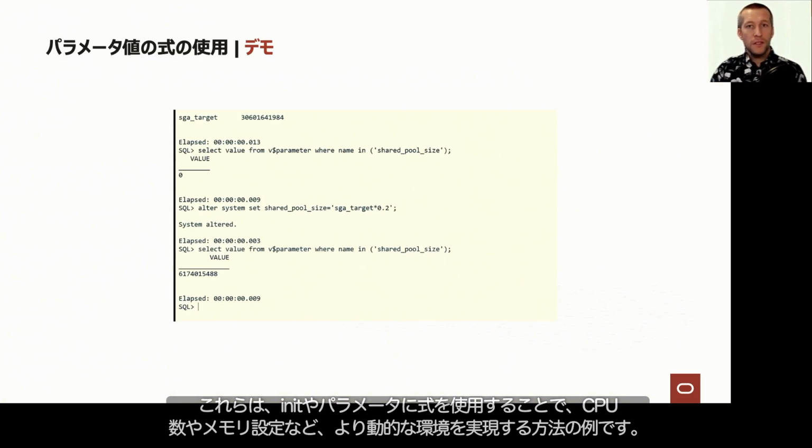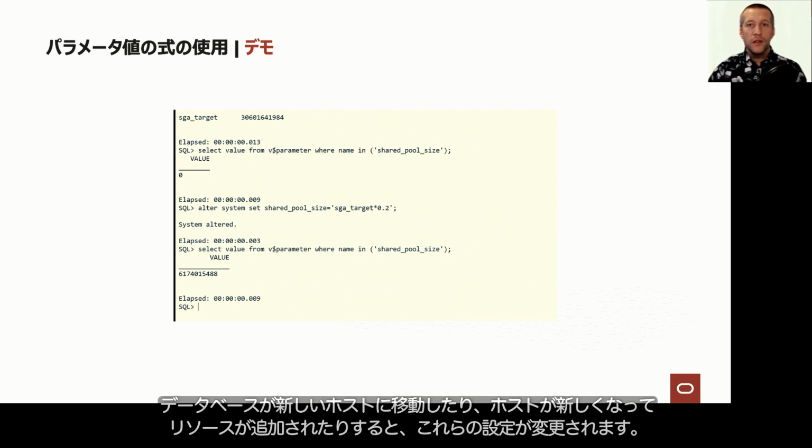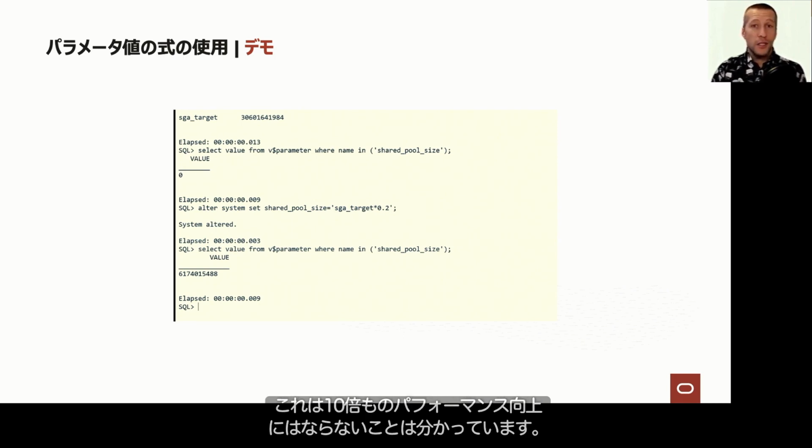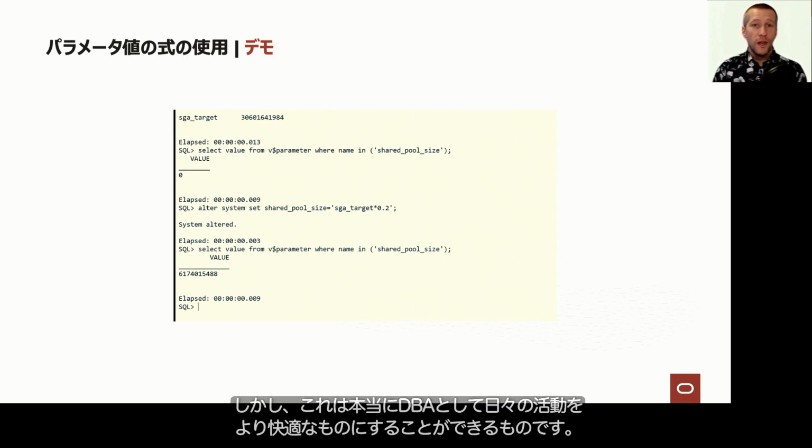So these are some examples of how you can use expressions in your init.ora parameters to have a more dynamic environment where things like CPU count or memory settings change when the database moves to a new host or when more resources are added to the host. I know this is not a 10x performance improvement, but this is really something that can make your day-to-day life a lot easier as a DBA.